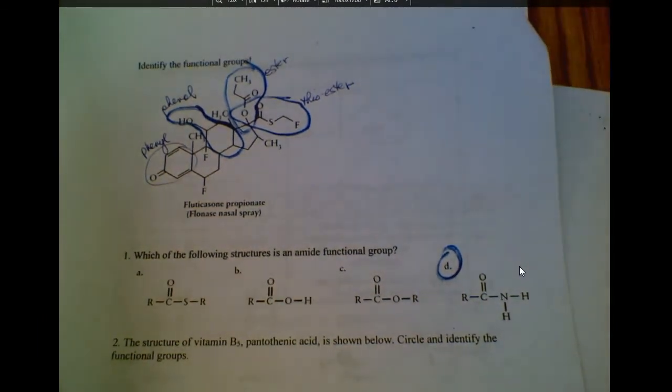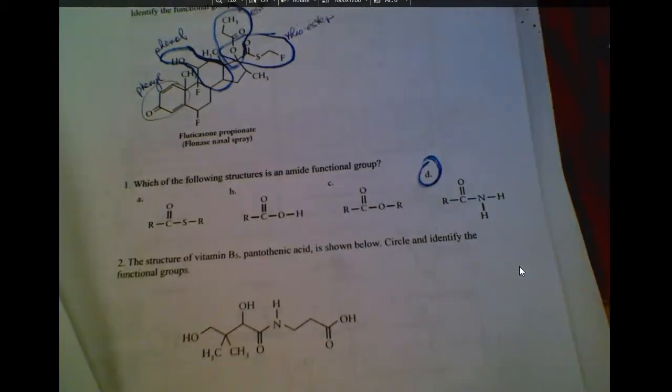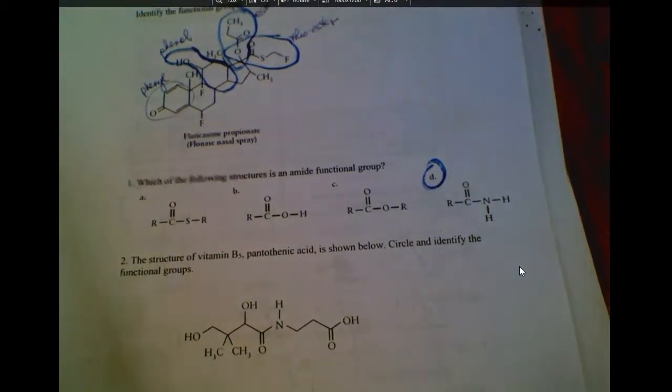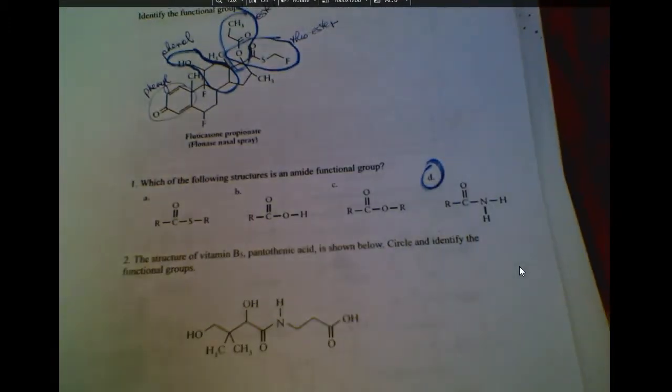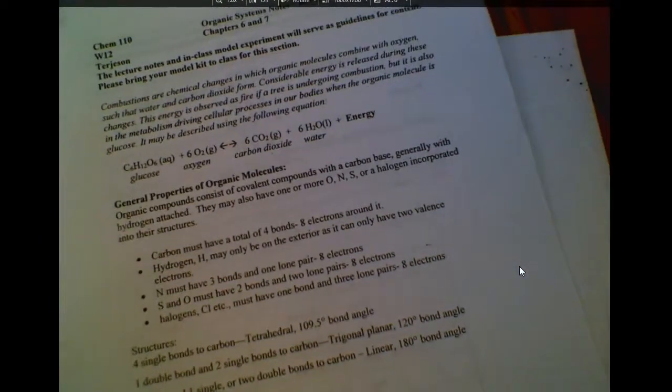Okay, so for Wednesday, we'll go over the structure groups that are found in this particular structure of pantothenic acid, and then we'll also do page 9 and circle the functional groups on page 10 as well, and that'll be on Wednesday since we have the quiz tomorrow.